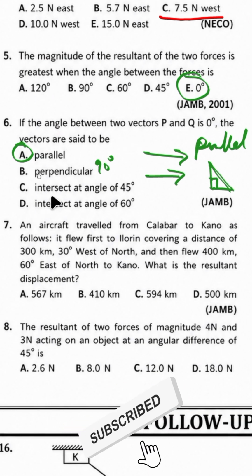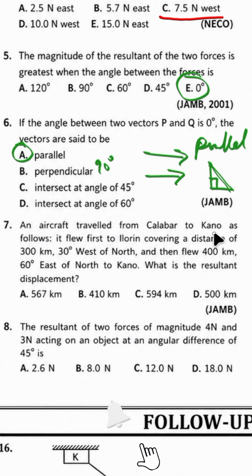For the next one, an aircraft traveled from Calabar to Kano as follows. It flew first to Ilorin. Don't forget the starting point, Calabar, and it's going to Kano. So it flew first to Ilorin and covered a distance of 300 kilometers, then 30 degrees west of north, that's the direction.